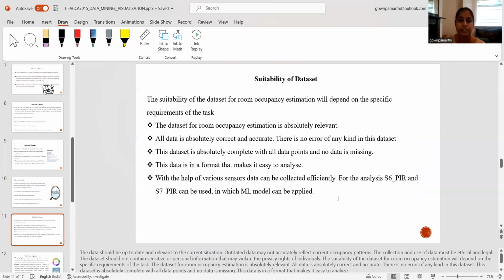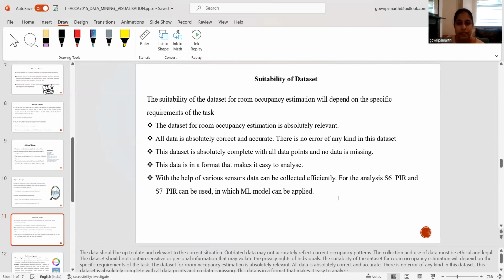Suitability of the data set. The suitability of the data set for room occupancy estimation will be defined from the specific requirements and tasks. We will calculate the suitability, how suitable it will be for that. We will make specific requirements. What are those? The data for room occupancy estimation is absolutely relevant, and also it is absolutely correct and accurate. There is no error of any kind in the data set.